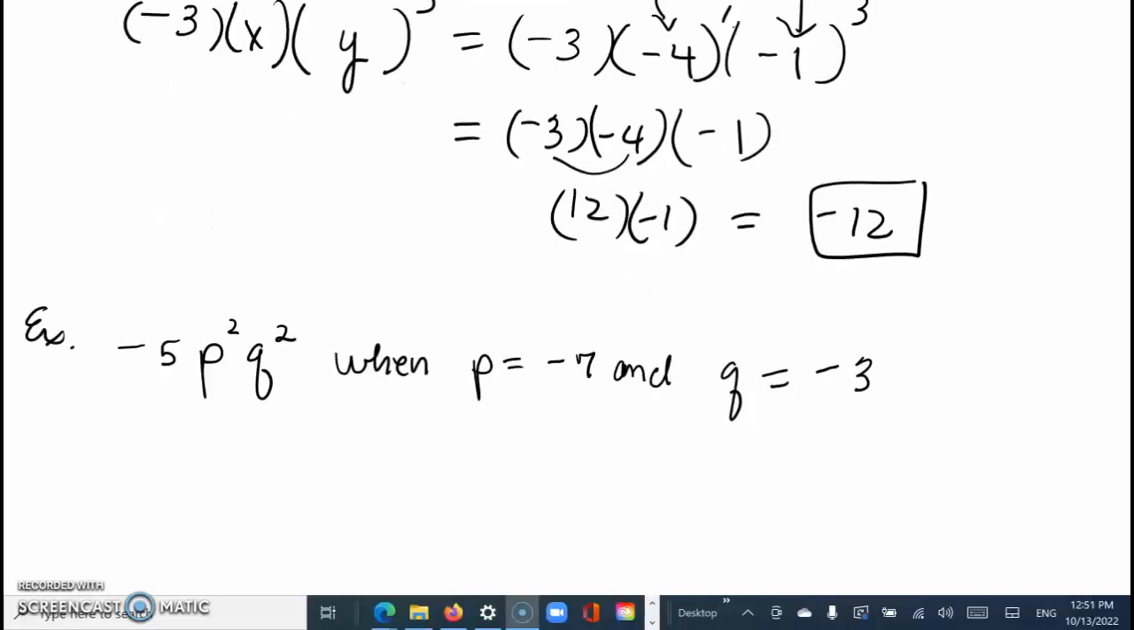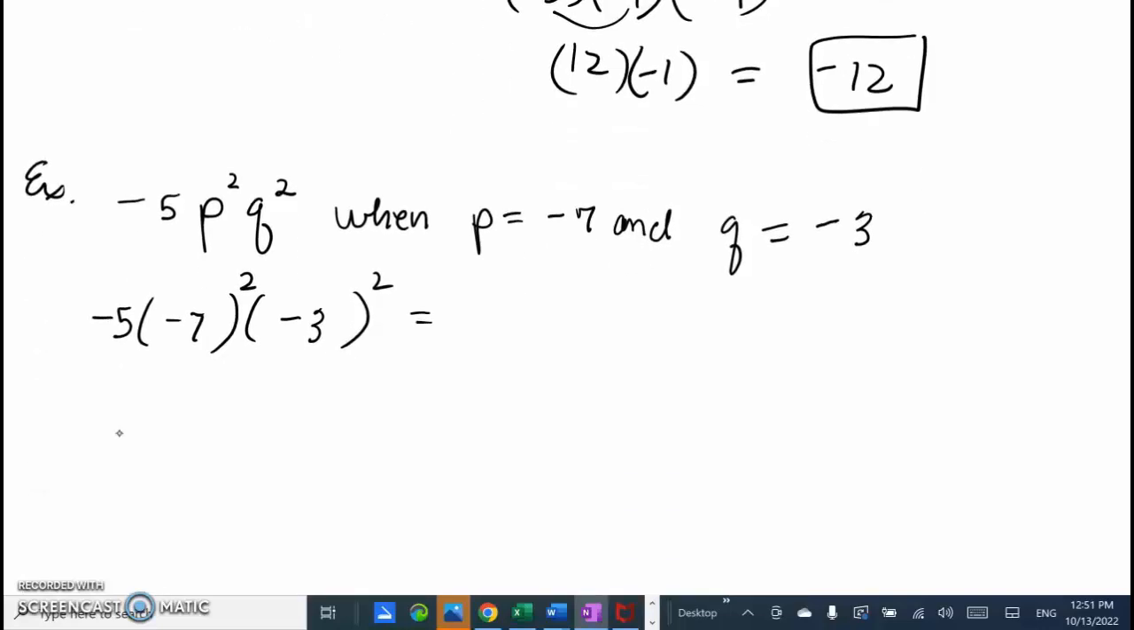All right, in the next example, I'm going to ask you to write the problem down, stop the video, and then come back and check your answers. Okay, we're ready to try this problem. Okay, what does this mean? This problem means you have -5 times some squared term times, again, another squared term. Well, the p in this case is -7, and the q is -3.